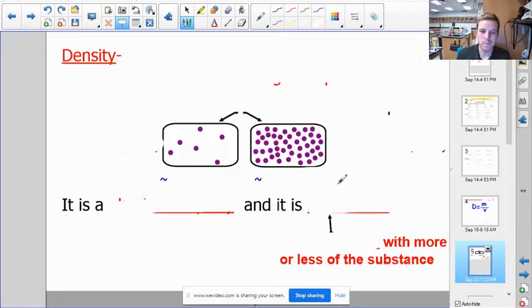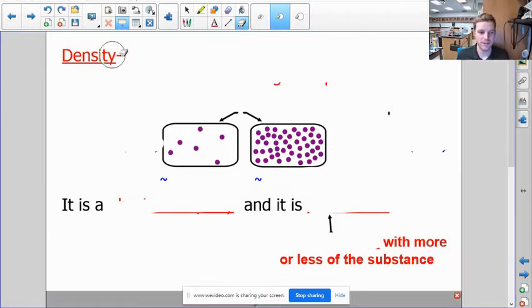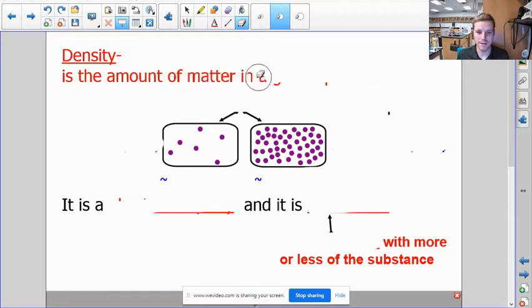To give a more verbal definition, density is the amount of matter in a given space, aka volume. So you can use the word space and volume interchangeably during this unit. Density is the amount of matter, or how much stuff you have in a given space.